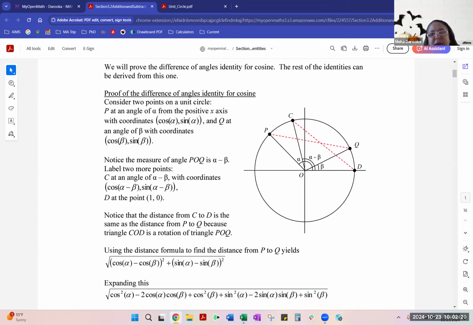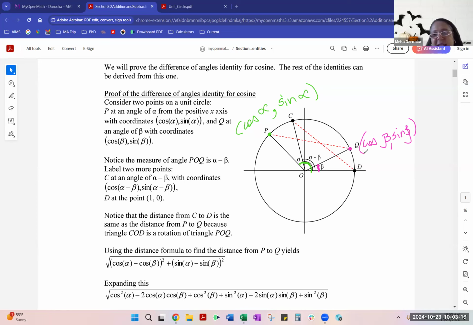So looking at this little diagram over here, let's consider 2 points on this unit circle. We've got point P over here, which, since we're talking about this larger angle, has coordinates based on cosine of angle alpha and sine of angle alpha, right? So this will be the coordinate for where P is. Now for Q, since that is based on angle beta, the coordinates for point Q will be cosine of beta and sine of beta, right?